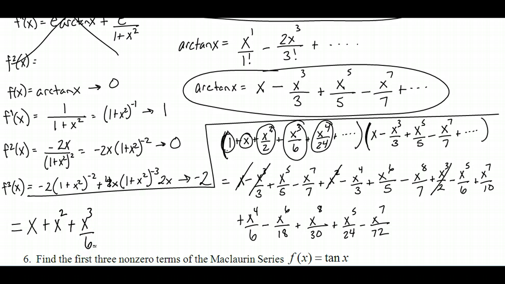Then when I look, my next one will be to the power of 4. So my anything to the power of 4, I know I have a negative 1/3, and as I look through here, plus 1/6. So a negative 1/3 plus 1/6 is going to give me a negative 1/6. But there are my first 4 non-zero terms. And so that's my answer.